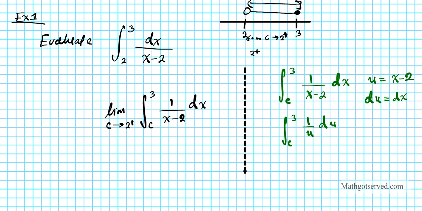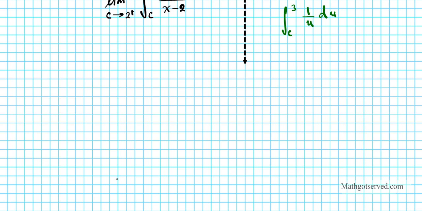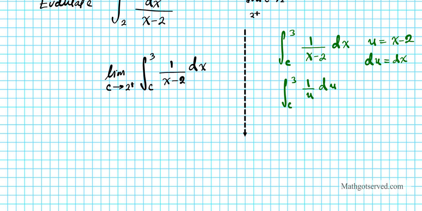So the rule is the integral of 1 over x dx equals ln of the absolute value of x plus c. So this is basically the integration formula I'm going to be applying here. So the antiderivative of 1 over u is going to be the integral from c to 3 of the natural logarithm... Oh wait, I'm sorry. Let me rewrite that. So it's going to be the natural logarithm of the absolute value of u evaluated from c to 3.